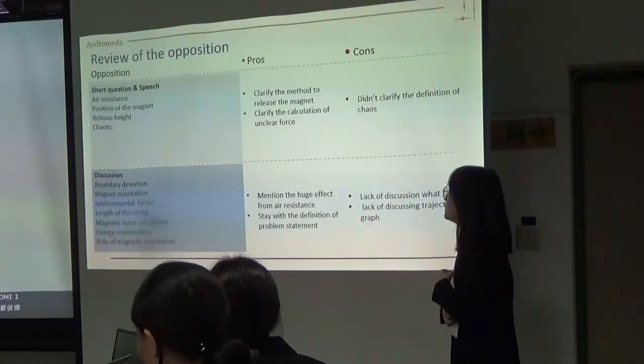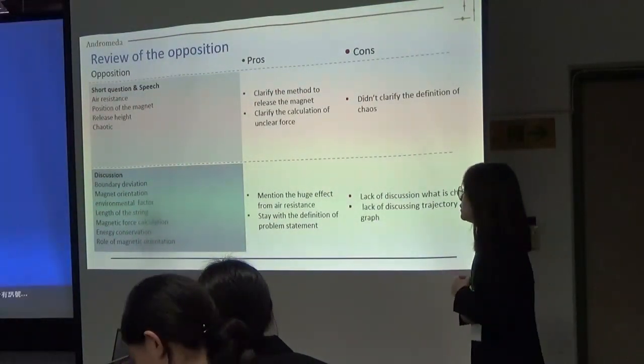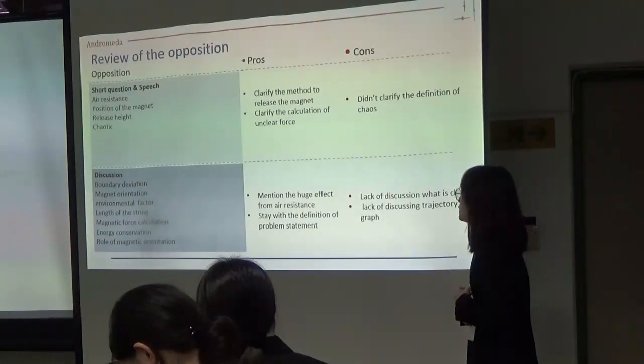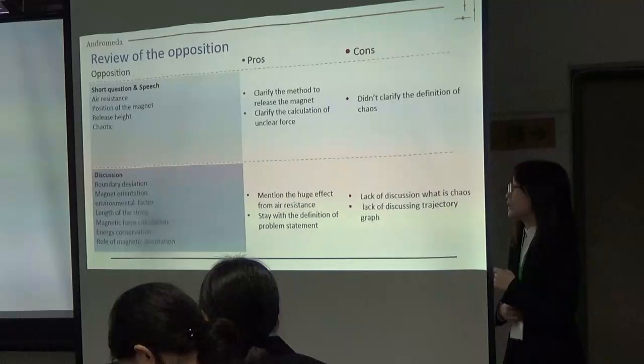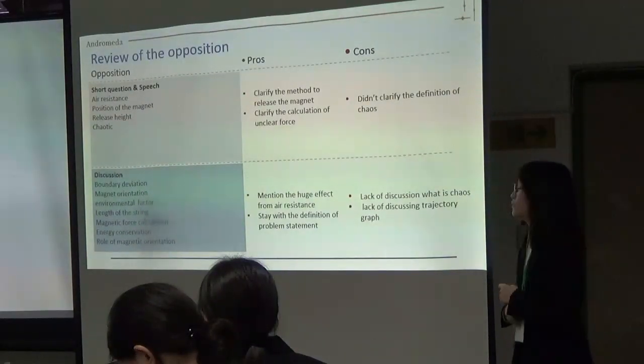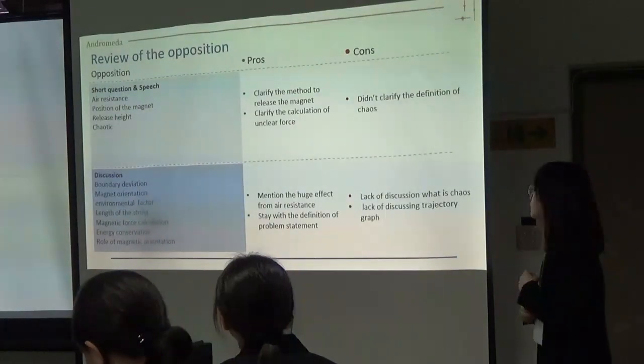And the short question is: each time the opponent asks about the air resistance, the position of the magnet's release height, and chaos. And he clarifies the method to release the magnets and also clarifies the calculation of the Ampere force. But he didn't clarify the definition of chaos.